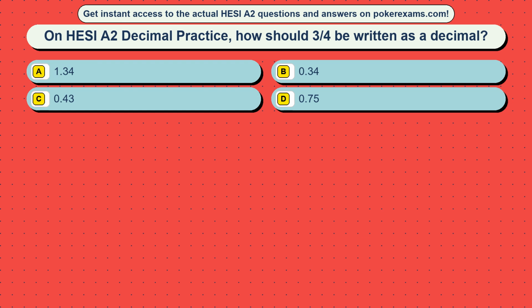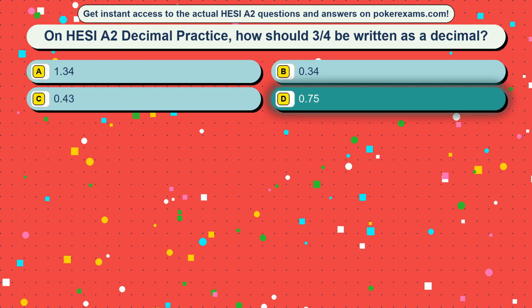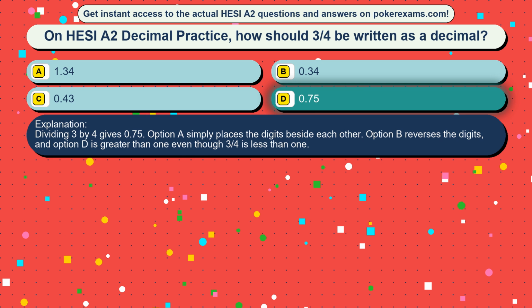Question 4. On HESI A2 Decimal Practice, how should 3/4 be written as a decimal? Option A 1.34. Option B 0.34. Option C 0.43. Option D 0.75. The correct answer is option D, 0.75. Dividing 3 by 4 gives 0.75. Option A simply places the digits beside each other. Option B reverses the digits, and option D is greater than 1 even though 3/4 is less than 1.